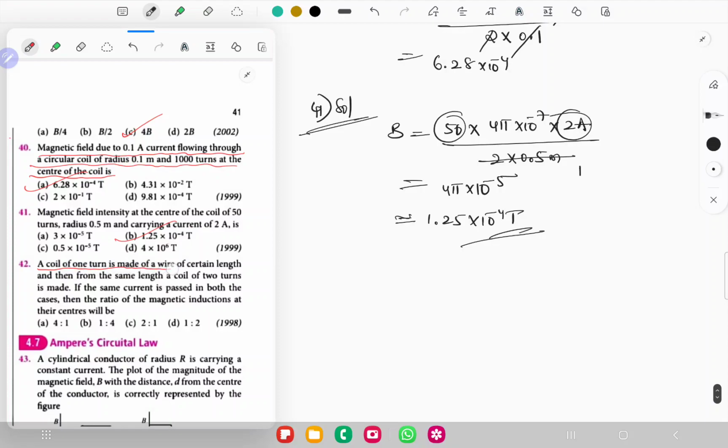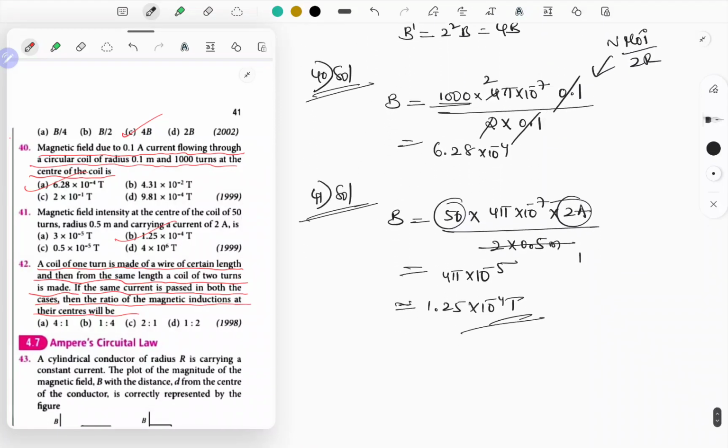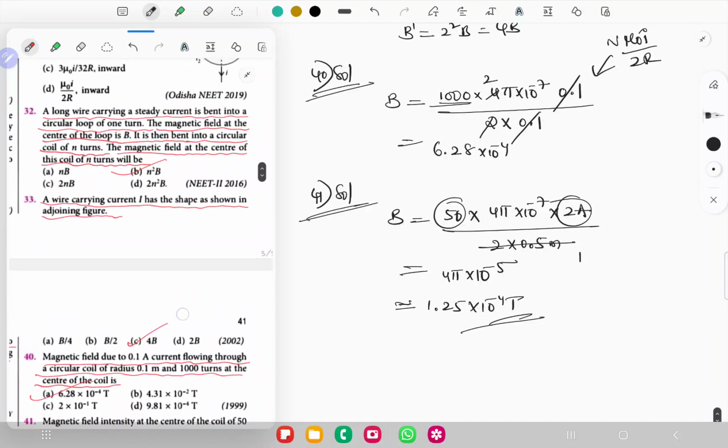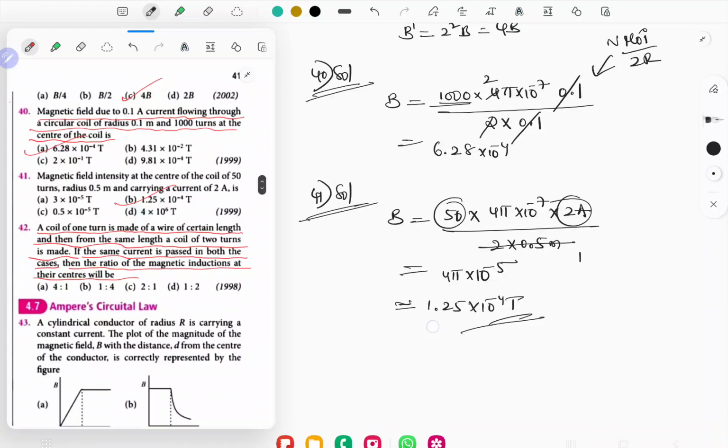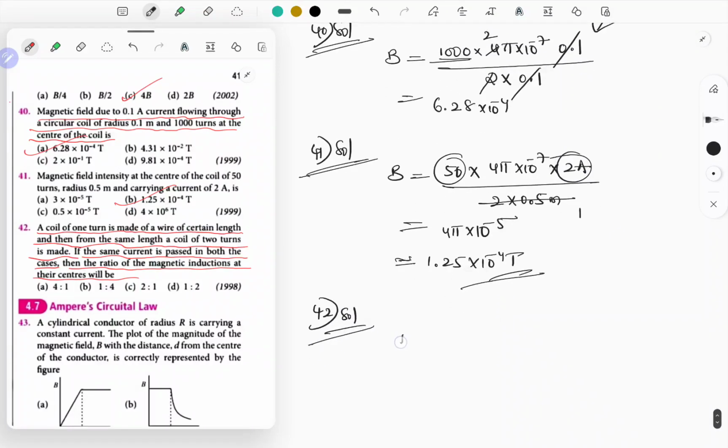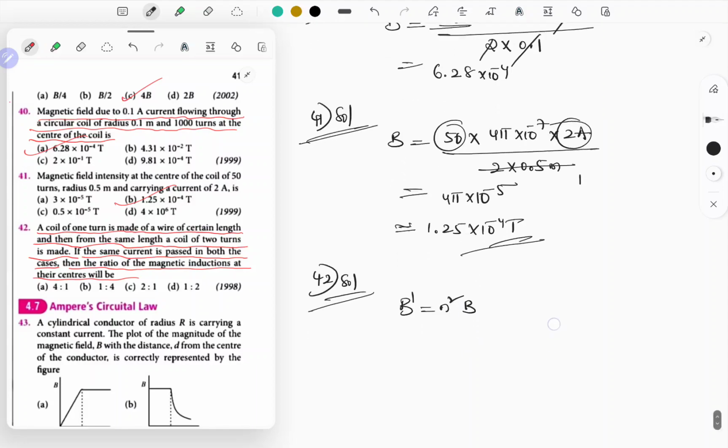A coil of 1 turn is made of a wire of certain length, and then from the same length a coil of 2 turns is made. If the same current is passed in both the cases, then the ratio of magnetic induction at their centers? Again, similar numericals: 39, 42 and 32. All these are of similar model. Question number 42 answer. What's the new magnetic field formula? So the new magnetic field is n square times the old magnetic field.